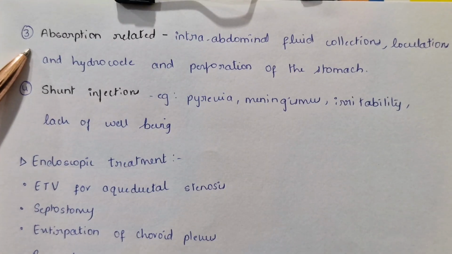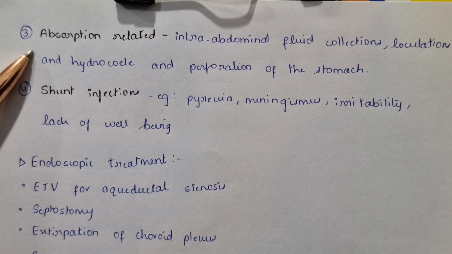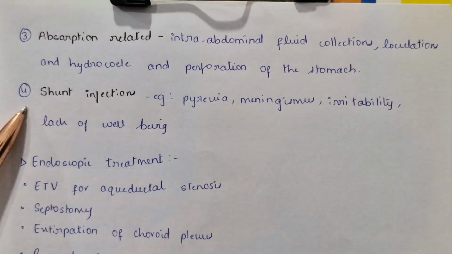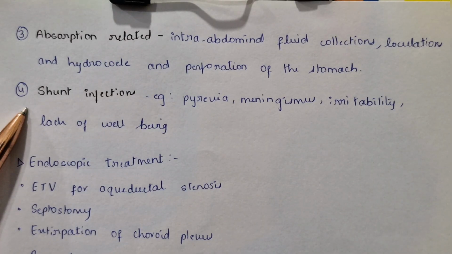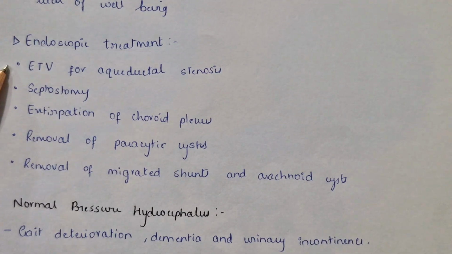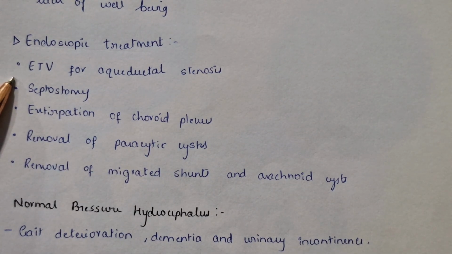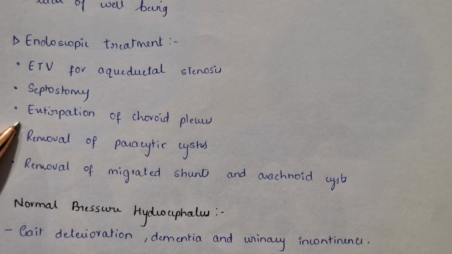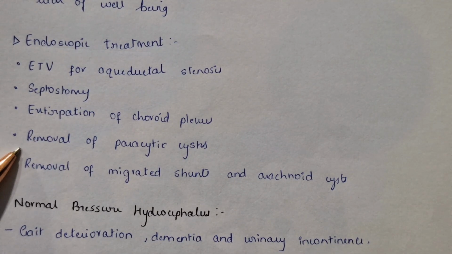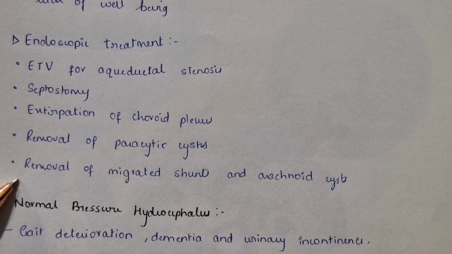The third complication is absorption related, which includes intra-abdominal fluid collections, loculations and hydrocele and perforation of the stomach. Shunt infections include pyrexia, meningismus, irritability, and lack of well-being. Endoscopic treatment. We have endoscopic third ventriculostomy for aqueductal stenosis, septostomy, extirpation of choroid plexus, removal of parasitic cysts, removal of migrated shunts and arachnoid cysts.